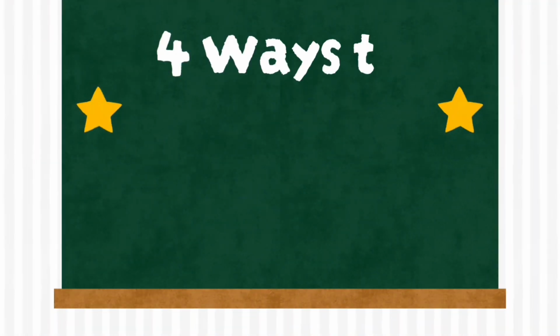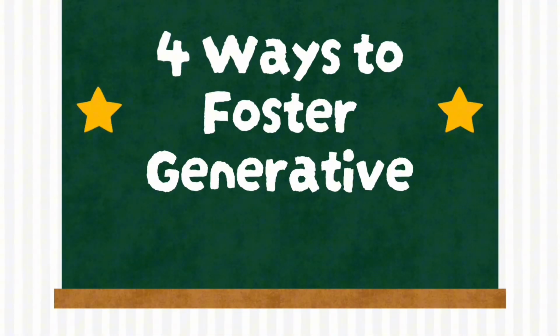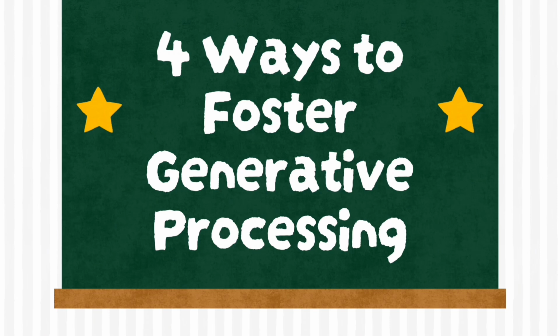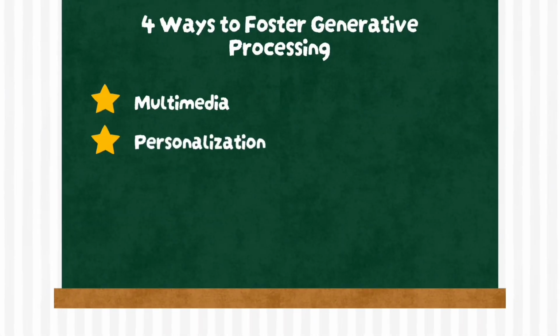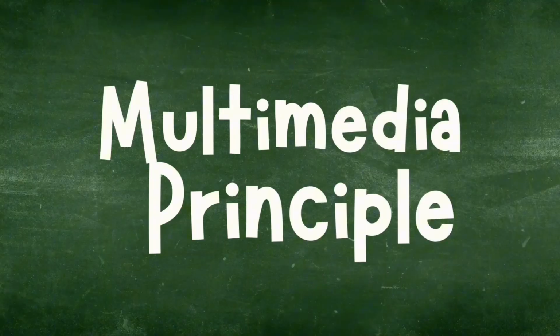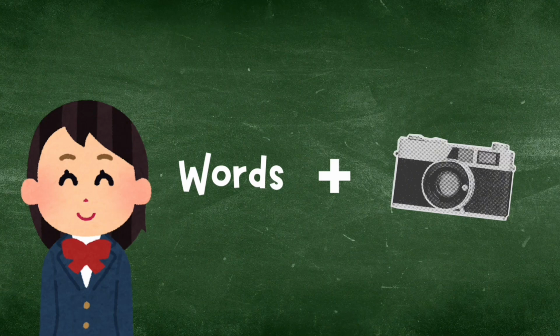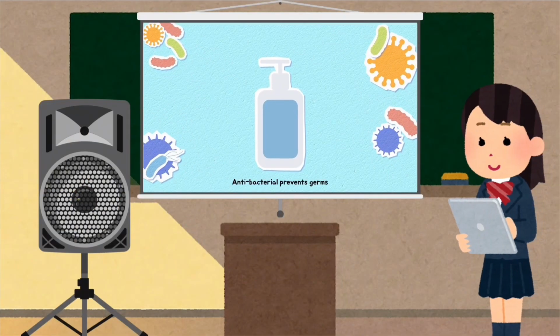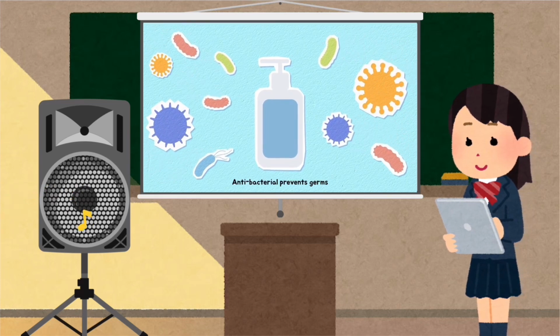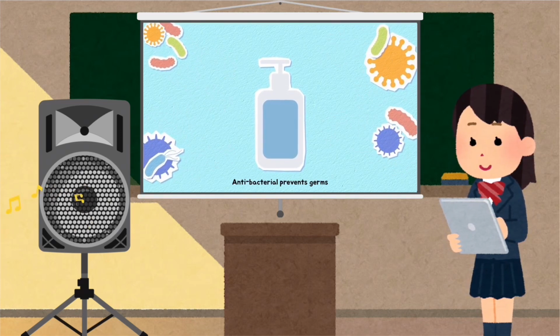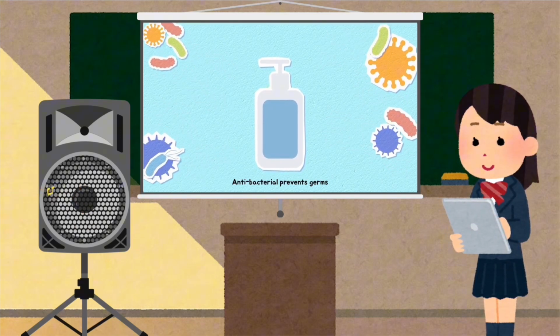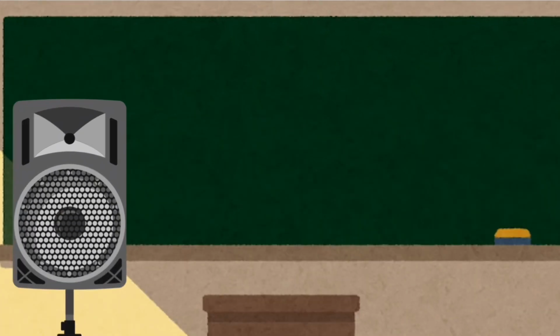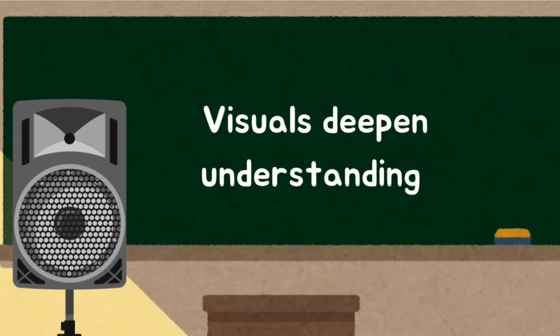Finally, we are now discussing the last 4 principles to foster generative processing, which includes multimedia, personalization, voice, and image. Let's start with a big one. People learn better from words and pictures together than from words alone. That means combining visuals with text or narration helps the brain process more deeply. It also activates both verbal and visual memory systems. And it turns abstract concepts into something we can actually picture.